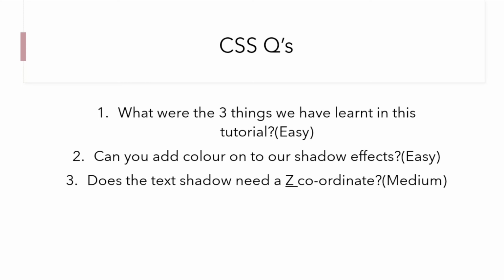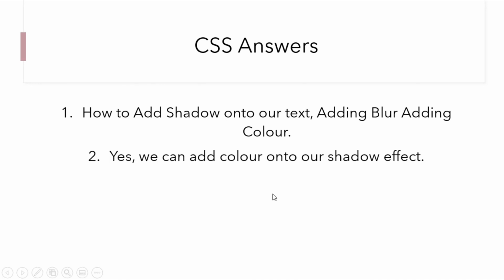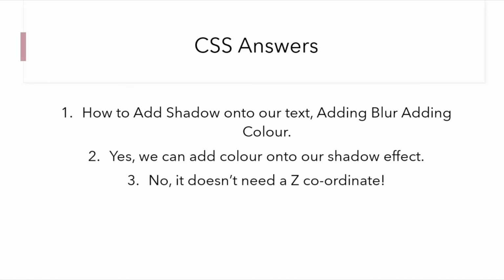So hopefully you've answered all those questions. If you haven't, just pause the video before we go on to the answers. So now let's go on to the answers. For number 1, how to add shadow onto our text, adding blur, and adding color. Number 2, yes, we can add color onto our shadow effect. And number 3, no, it doesn't need the Z coordinate.